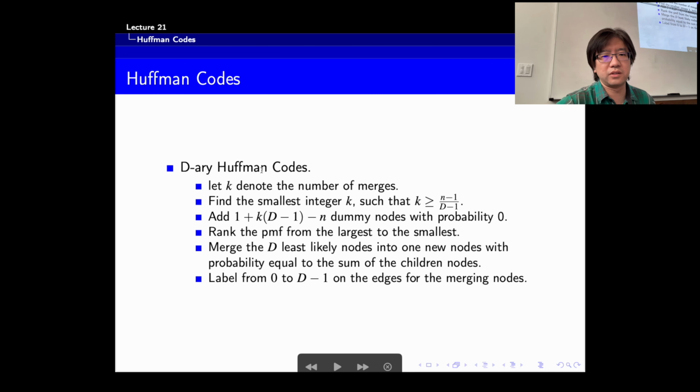Those are the procedure to code the D-ary Huffman code, right? So we have a symbol k to denote the number of merges here, right? And then we can compute the number of merges, which has to be bigger than this number, right?